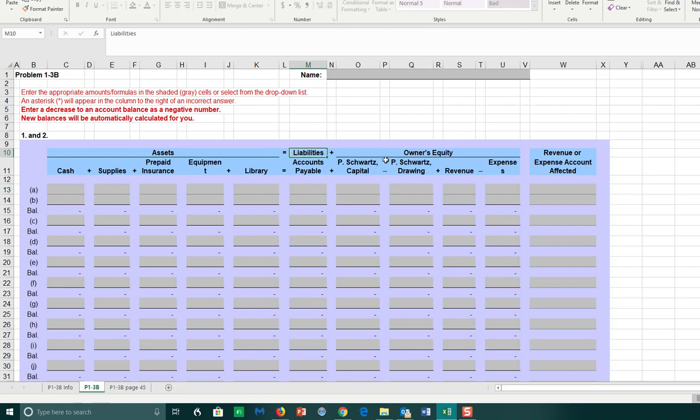Notice also that we can expand the basic equation to include revenue and expenses. Revenue will increase the equity of the firm, and expenses will decrease that equity. And so the expanded equation is assets equal liabilities plus owner's equity, and revenue would be added to equity and expenses would be deducted.